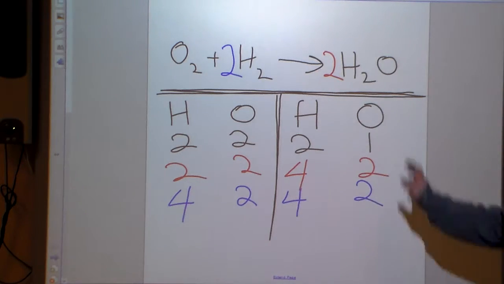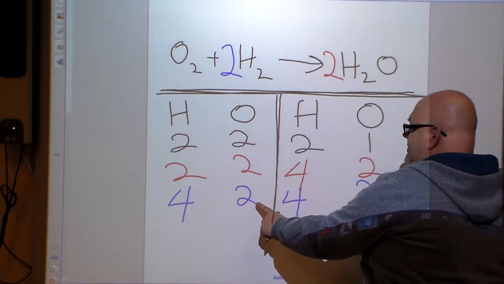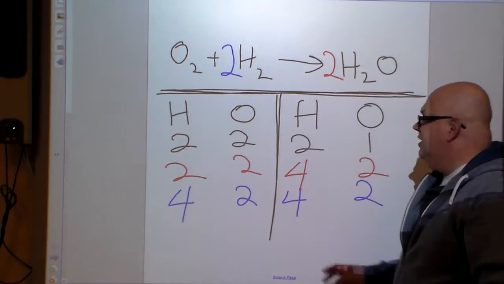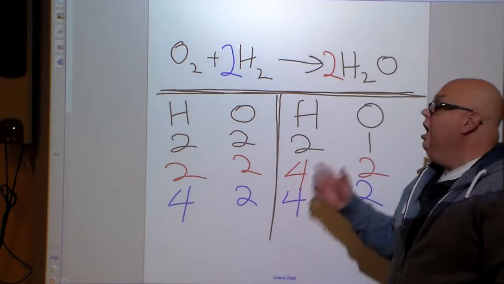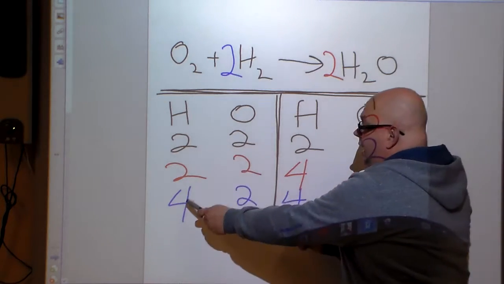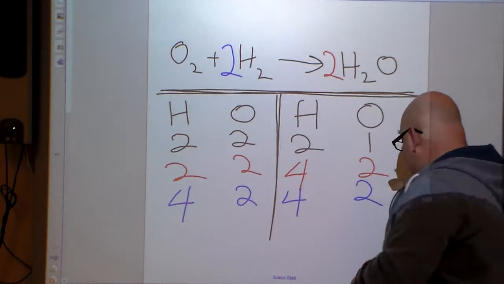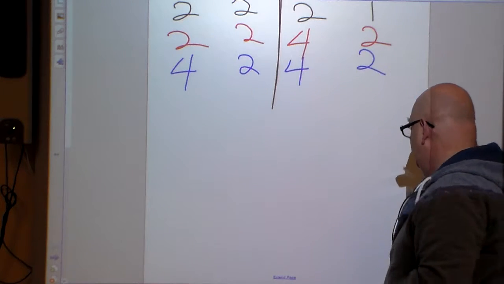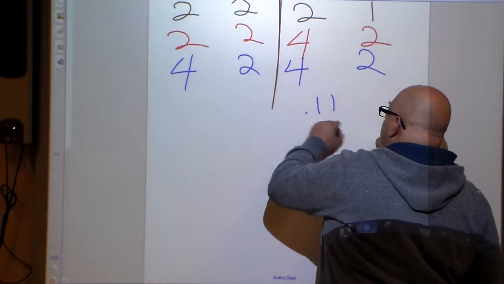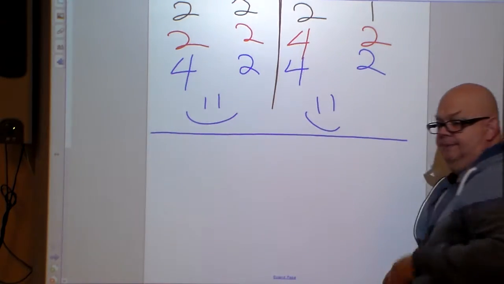Remember, the idea about balancing the equation is that you get the same number for the same element on both sides. It doesn't mean that there's going to be 4 oxygen and 4 hydrogen on each side. It works out that we have 4 hydrogens on each side, 2 oxygens on each side, and that's balanced. This is an example of a balanced reaction. Okay? And with that, ladies and gentlemen, we can put our happy face, because we are done with balancing.